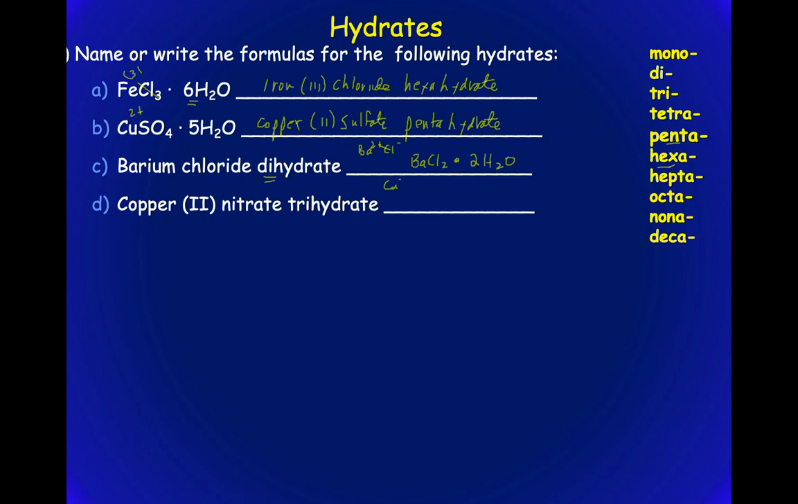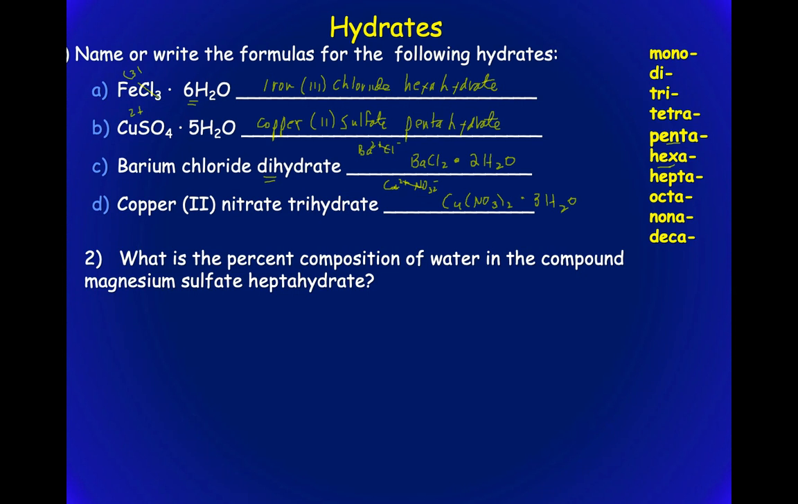Okay, copper 2 nitrate. We know that copper is 2 plus, nitrate minus. We're going to bring the 2 down. Right, we'll have copper 2 nitrate. Don't forget to put the parentheses. Trihydrate would be 3H2O.